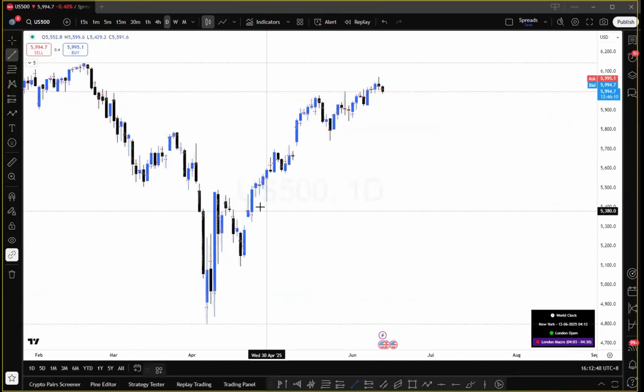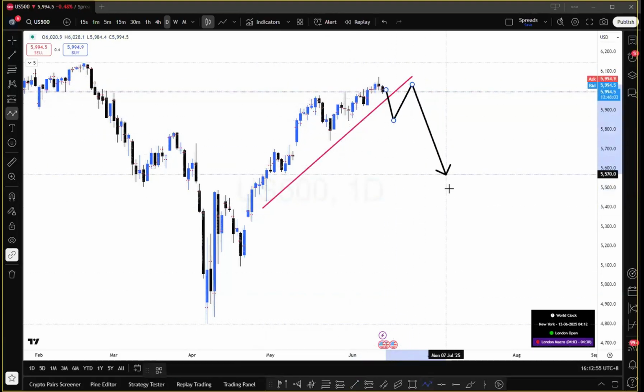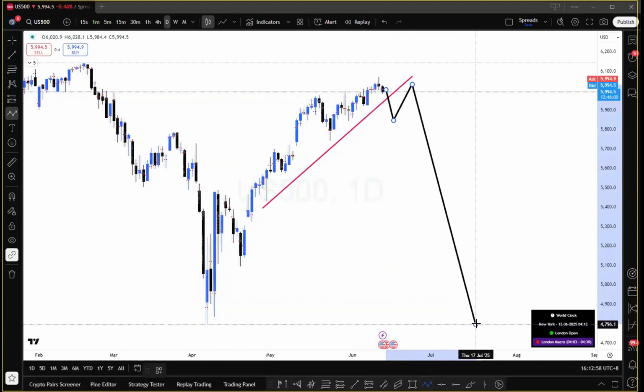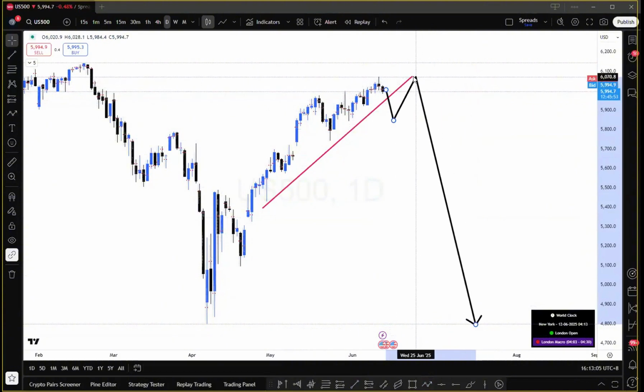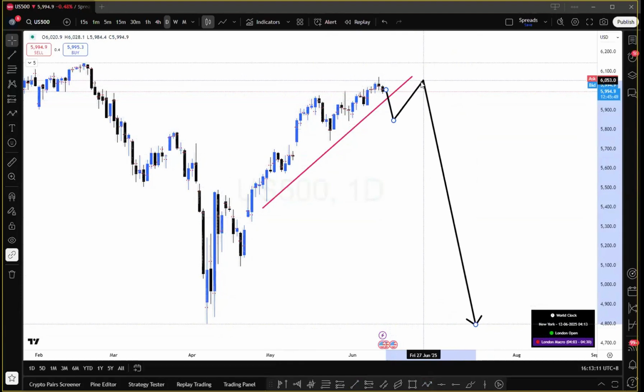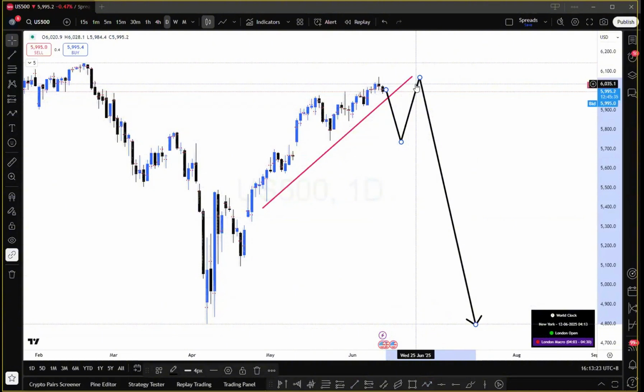So a very clean, clear-cut channel upwards. Any break of this structure, we will be looking for probably some sort of support all the way down here. What kind of event will cause this? Definitely not tariffs again, right? Probably more dire news like a recession and continuation of the trade war.